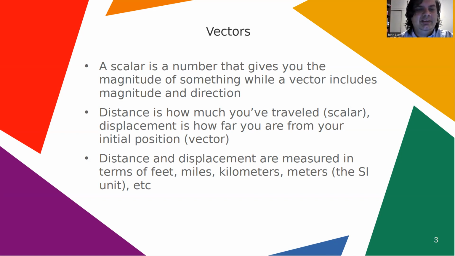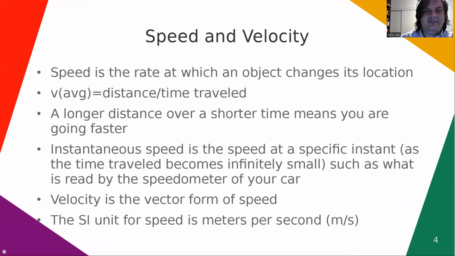So these two quantities are measured in terms of feet, miles, kilometers, or meters, which is the SI unit. That's the standard unit for scientists that we use. But all of these are different ways to measure the same thing. So speed is another quantity that describes motion, and it is another quantity that you should be familiar with.